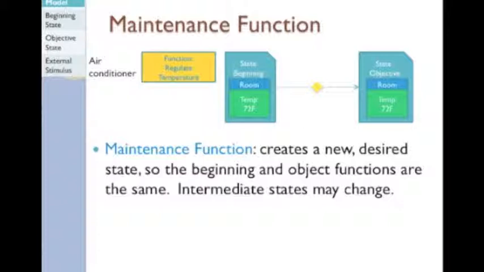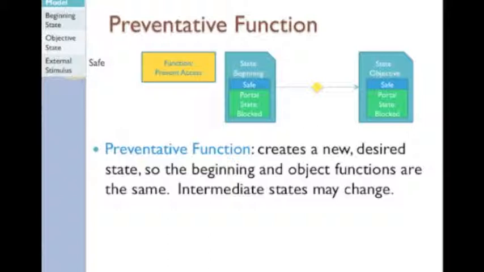In this case, the beginning and objective states of the system described by the function should be the same, but intervening states change. The temperature of the room, for instance, may go up and down, but eventually it returns to its original state. We can also have functions that prevent a state from being achieved. The purpose of a locked safe, for example, is to prevent the door from ever being in an open state while it is locked. This is a preventative function. Like maintenance, the beginning and objective states of the system described by the function should be the same, but intervening states should not change. Thus, the portal state, in other words, the state of the door to the safe, is blocked in the beginning state, blocked in the end state, and should remain blocked through all intervening states, such as during a state where the safe is being hit with a hammer.